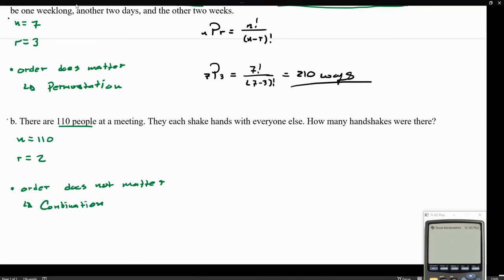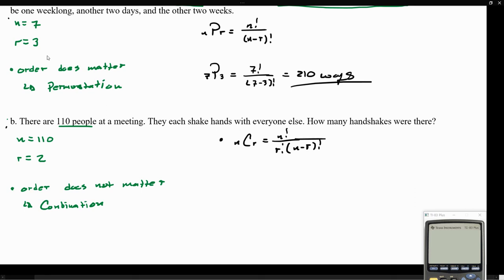So now that we know that it's a combination and we know the values of n and r, let's refresh the formula we can use for combination. Remember that combination was defined as n factorial divided by r factorial times n minus r factorial. So let's compute this. We have 110 choose 2, which gives us 110 factorial all over 2 factorial times 110 minus 2 factorial.